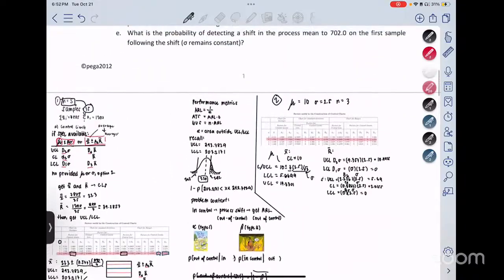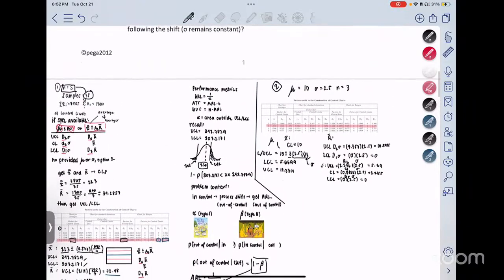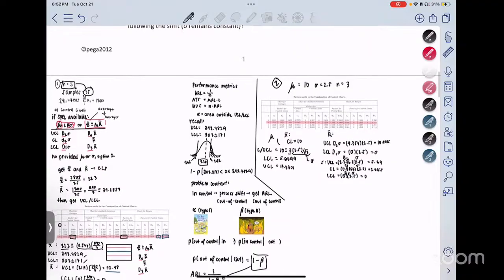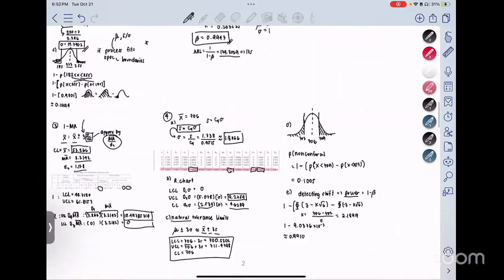I'll just continue. I think I'll send the file para masabayan niyo. Oh my God. Okay. So whatever then.